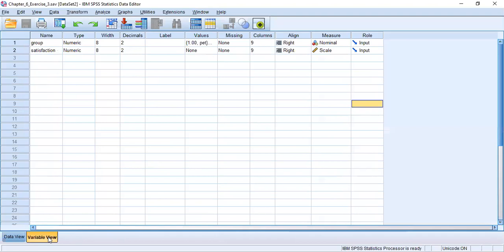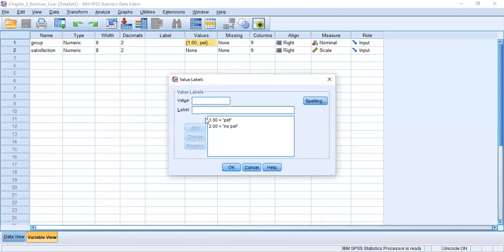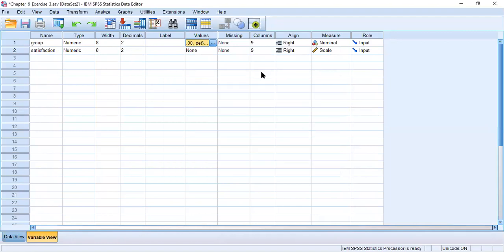Let's look at the variable view. We have group, where the values are 1 for pet and 2 for no pet, and it is basically a nominal scale. Satisfaction is how satisfied they are, with higher values indicating that you are more satisfied. The values fluctuate between 5 and 25, so it's a scale variable. That being the data.